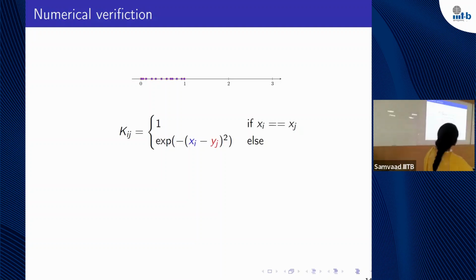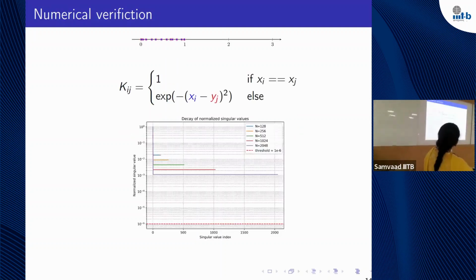So now I will find out what the rank of Kij is numerically. So what is the definition of rank? Rank is the number of non-zero singular values. But when you're working on a computer, you always define some tolerance, and the number of singular values that are larger than that tolerance, you define as your rank.